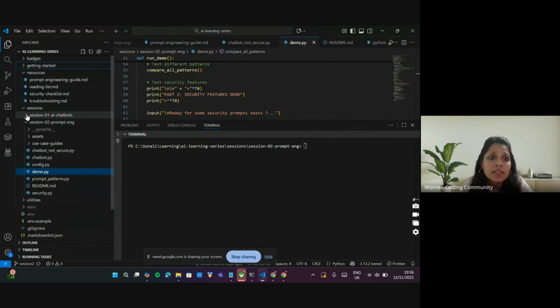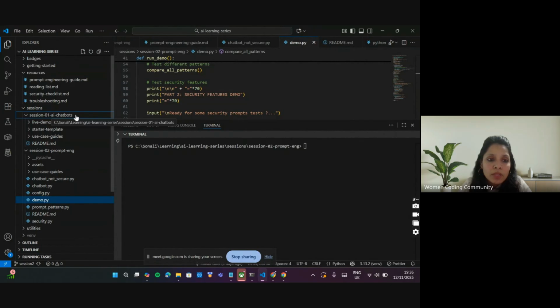I'll just walk you through quickly. We are adding whatever demo we give in each of these sessions under these session folders. You can see that Session 1 was all about AI chatbots, and you have some extra use cases to follow, then it was followed by a live demo.